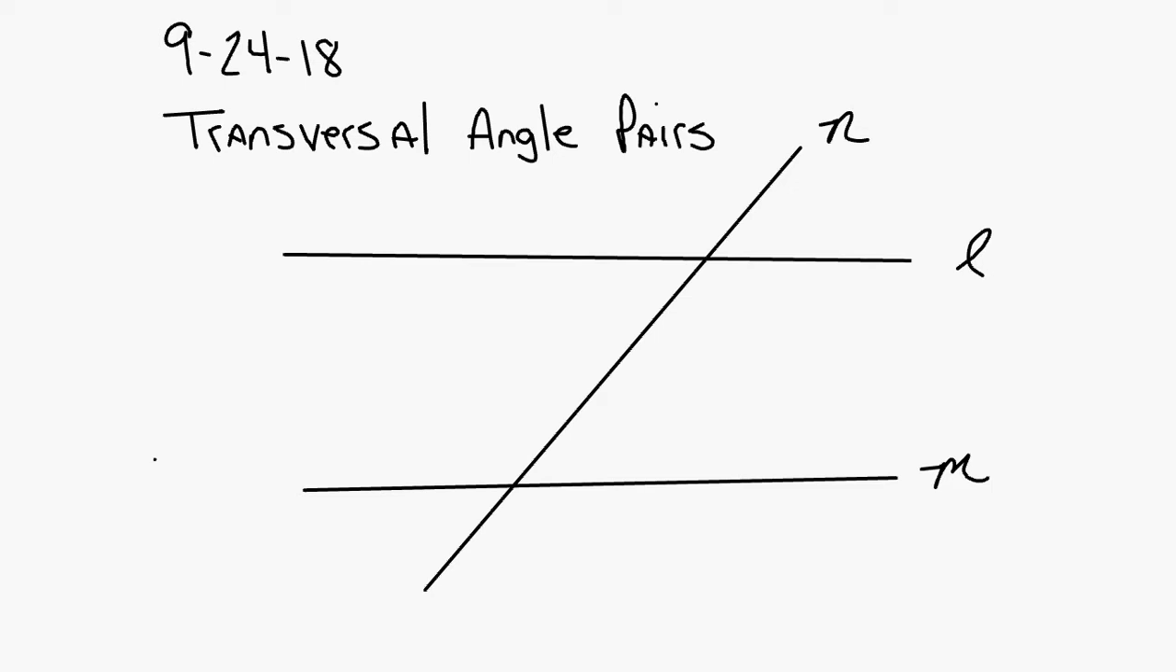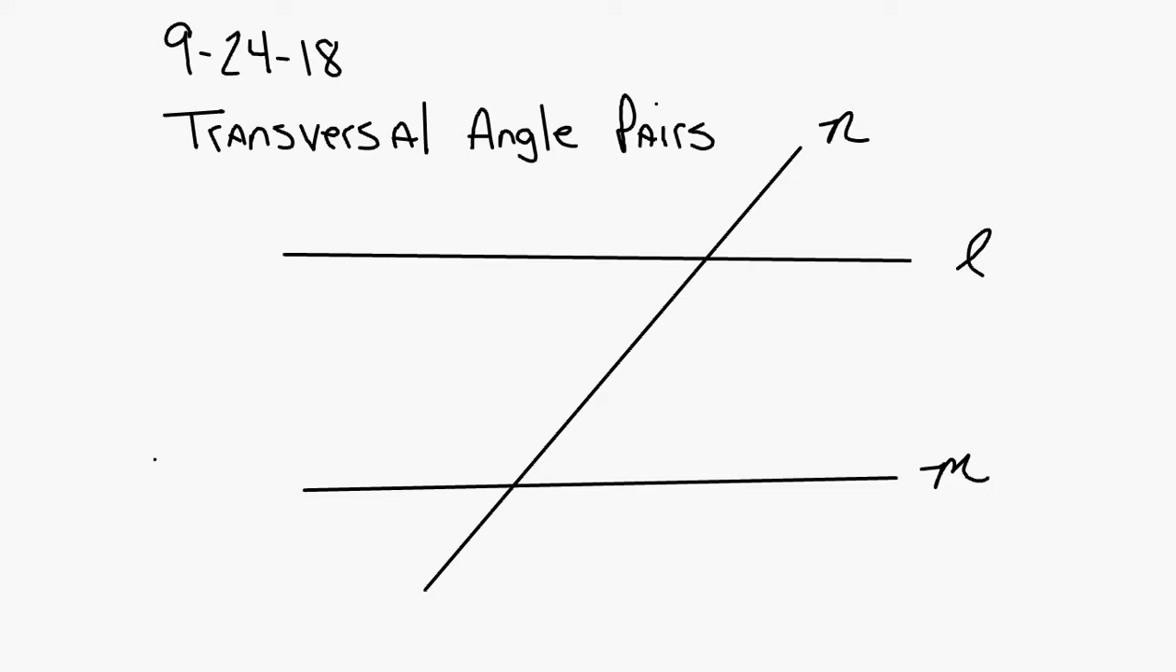And we just created 1, 2, 3, 4, 5, 6, 7, 8 angles. Okay? The two horizontal lines intersected by the vertical looking line. We created 8 angles.